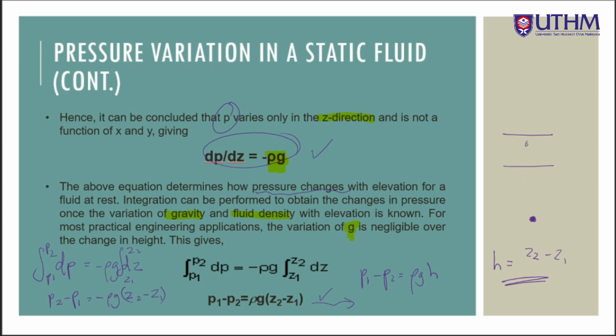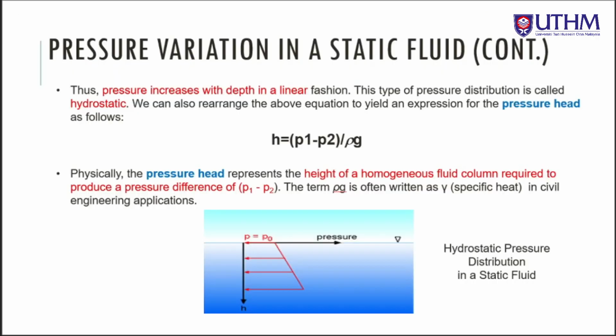Disebabkan contoh kan macam kita nak position kat sini dengan kat sini kan. So yang ni Z2, ni Z1. So perbezaan ketinggian ni adalah H. So far senang je kan dia punya equations.